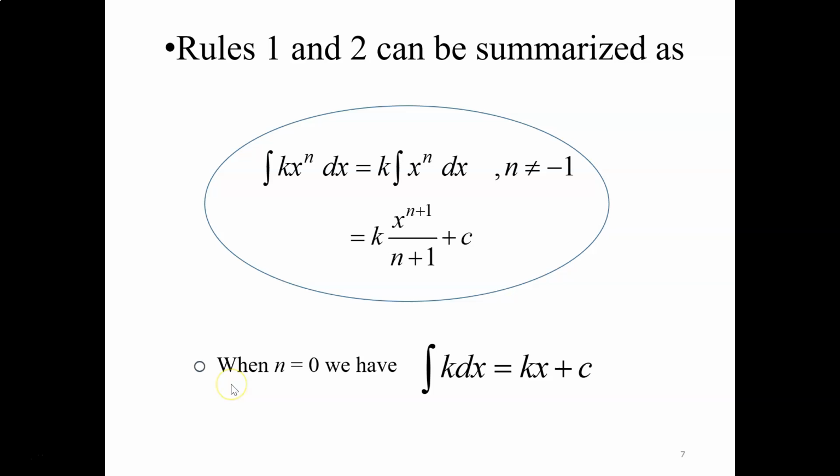Okay, notes here. When n equals 0, we have the integration of k dx equal to kx plus c. So when your power n is equal to 0, x to the power of 0 will be 1, so all you have is the integration of k dx. When you integrate a constant, you have to put x here. So kx plus c.